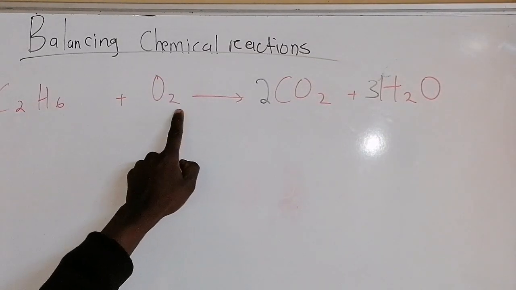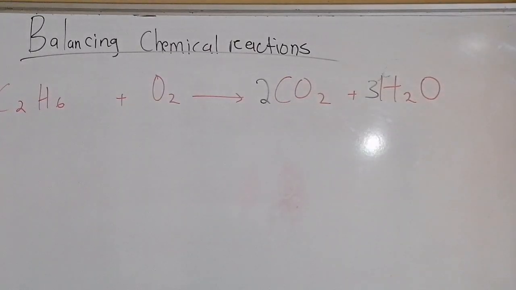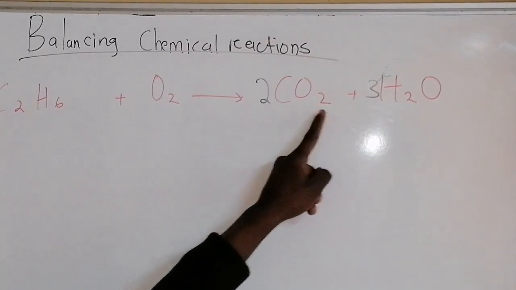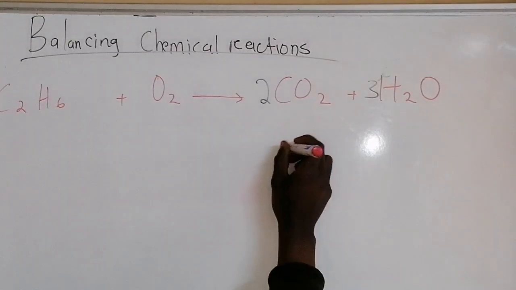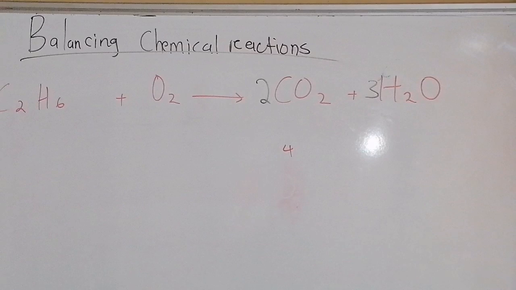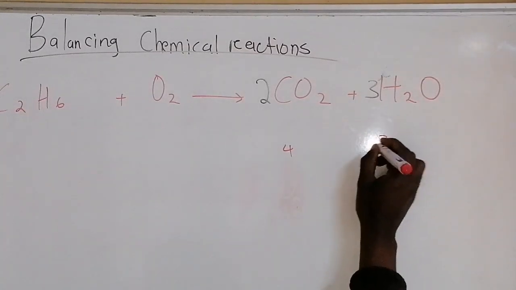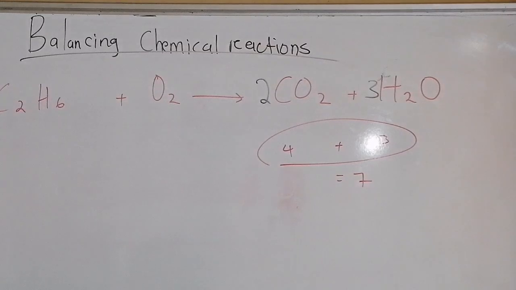O2, we have O2 here. Then how many oxygen atoms do we have on our product side? 2 times 2, it is 4. Therefore we have O4 on this side. Then here it's O3. We have 3 here. Therefore 4 plus 3, we have 7, right?